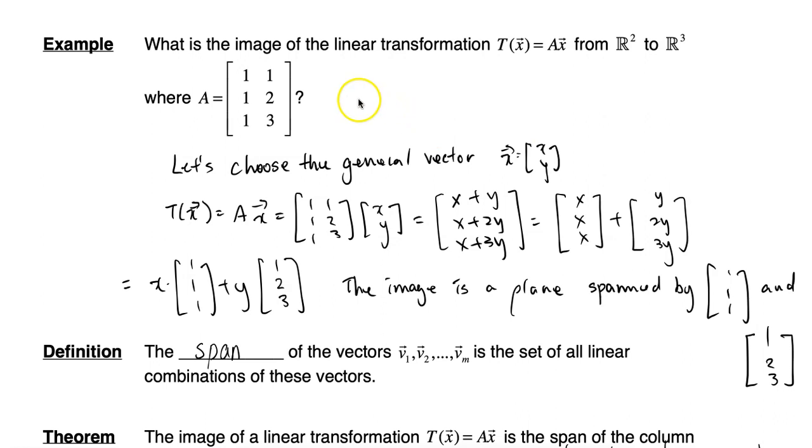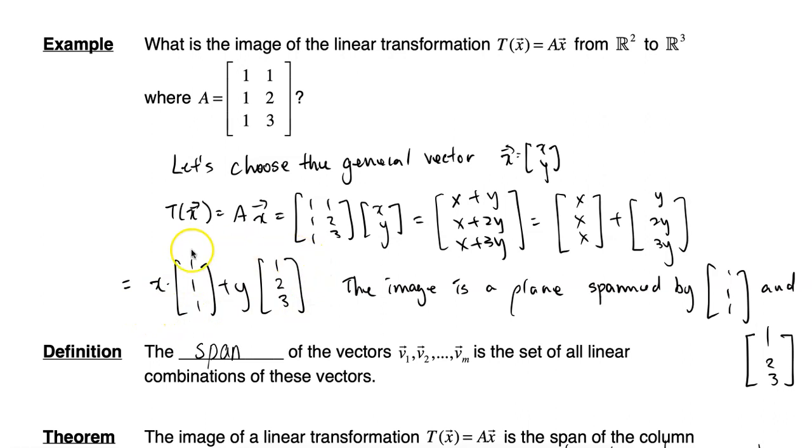So let's check. If we select a general vector x, y and we proceed to do A times x, we have A times x equals the matrix times x, y equals x plus y, x plus 2y, x plus 3y. We can split it into two vectors, and the last step is the most important to understand what we're doing in this exercise. It is to factor out the x here and the y here. Why is that so important?